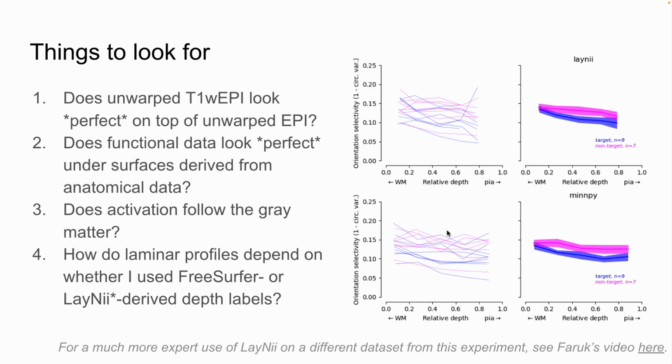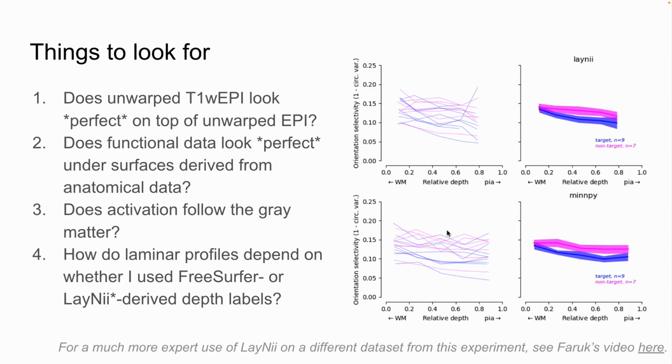But the reason I have these up here is using my slightly impoverished, brand new, bugs-need-to-be-worked-out implementation of LayNii versus my other not perfect process for defining depth using FreeSurfer. Are those two pairs of laminar profiles the same or not? I would argue that I would draw the same conclusions from both of those profiles, even though they have slightly different shapes. They would end up leading me to the same conclusion, which I consider to be a good and somewhat reassuring thing.